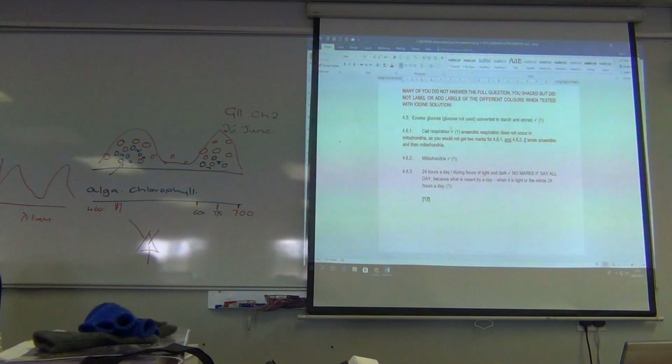Okay, so some of you here in 4.6.1 wrote anaerobic respiration. Yes, it does. But then you can't write mitochondria here, because anaerobic respiration is only the first part of respiration, glycolysis. That occurs in the cytoplasm, it doesn't occur in the mitochondria. So you had to lose 1 mark there somewhere. Okay, check your totals there, guys.